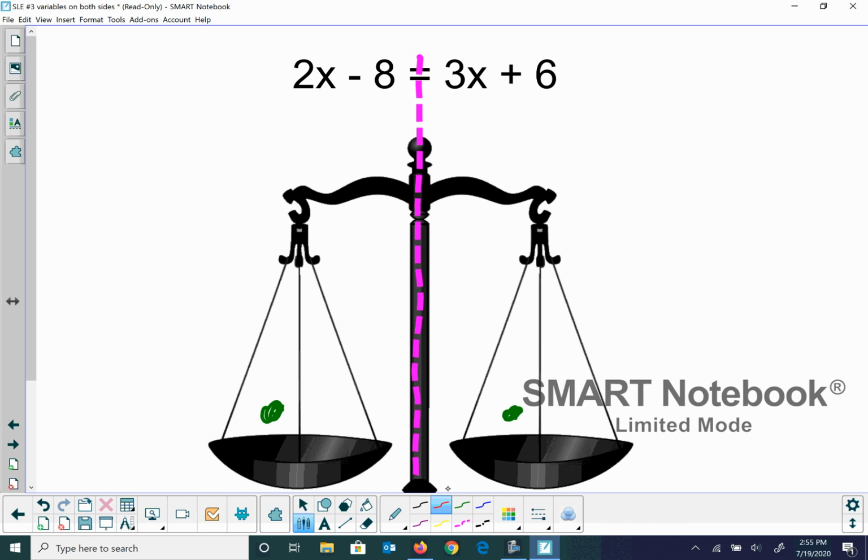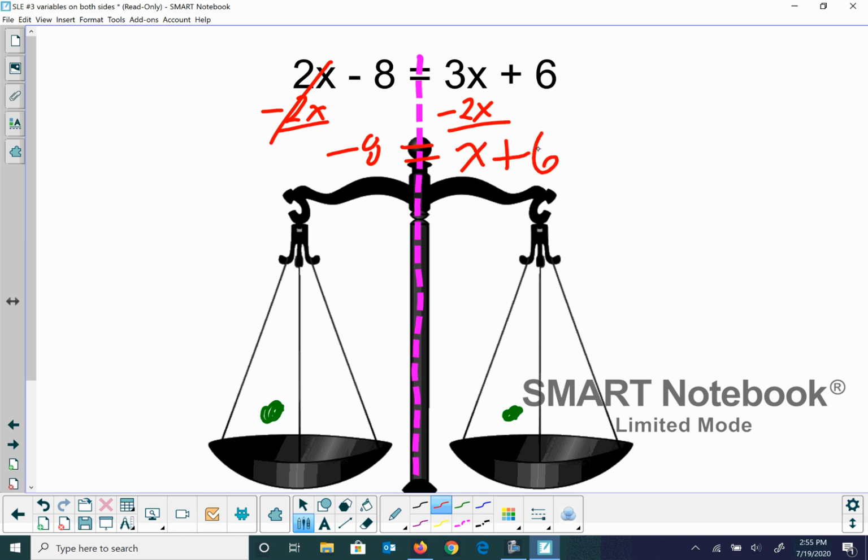I always like to start with the letters. So if we can move something over so a letter is not negative, that saves you a step later in the problem. So I'm going to decide to subtract 2x from both sides because it's positive 2x and those cancel. So then I get negative 8 is equal to 3x minus 2x is just 1x, or x.